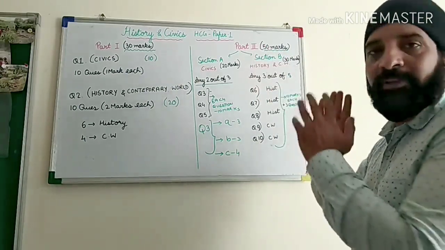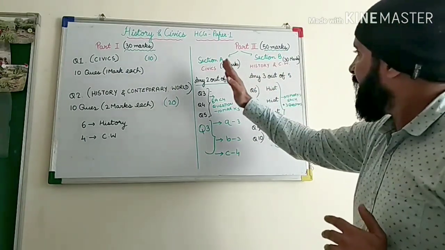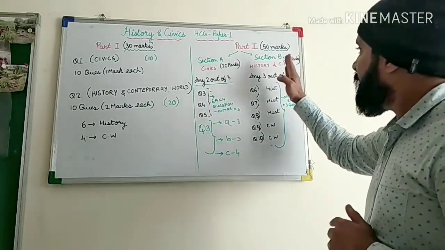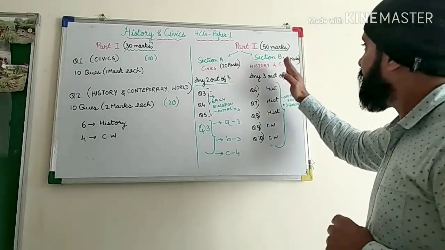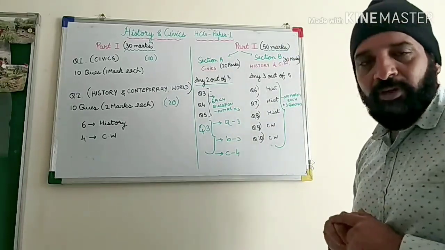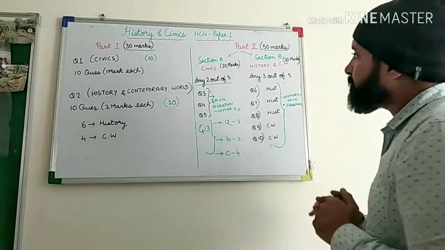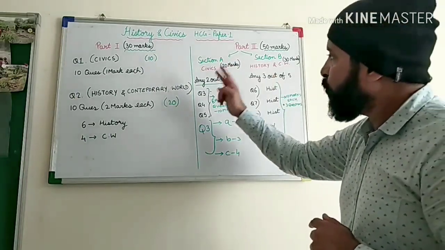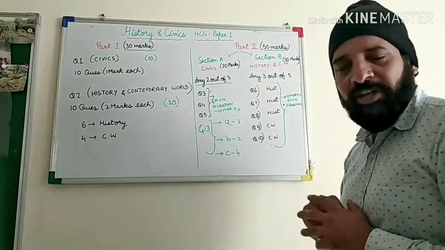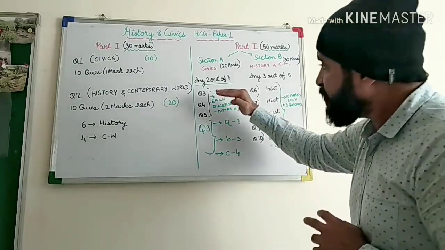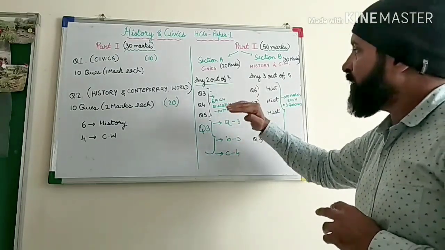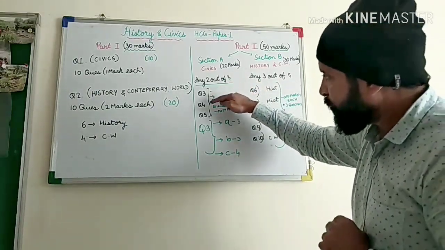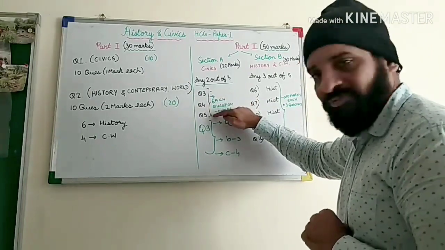Part 2 is divided into 2 sections. Section A, which is civics, 20 marks. Section B is history and contemporary world for 30 marks. Let me go in detail. In section A, you have to attempt any 2 questions out of 3 questions that would be given. Each question would be for 10 marks each. You will have 3 options: question number 3, question number 4, question number 5.